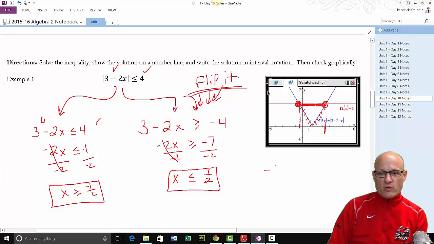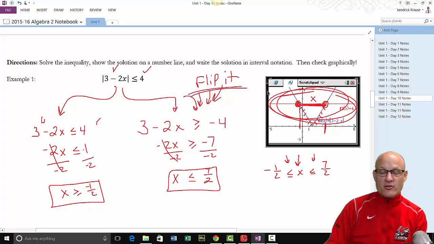So negative 1/2 is less than or equal to x, is less than or equal to 7/2. Because the x is in the middle, you have to write it like this, and these will always be less thans. Whenever you write it like this in inequality notation and you're connecting the dots, where the x is in the middle, those have to be less thans. Why? Because it's less than this one, but it's greater than this one, and that's why you do it that way.